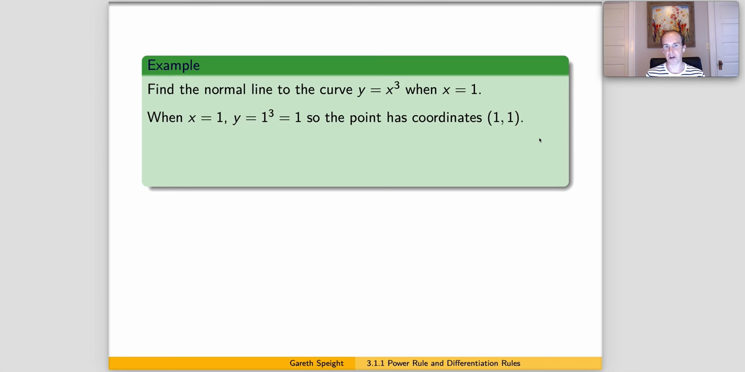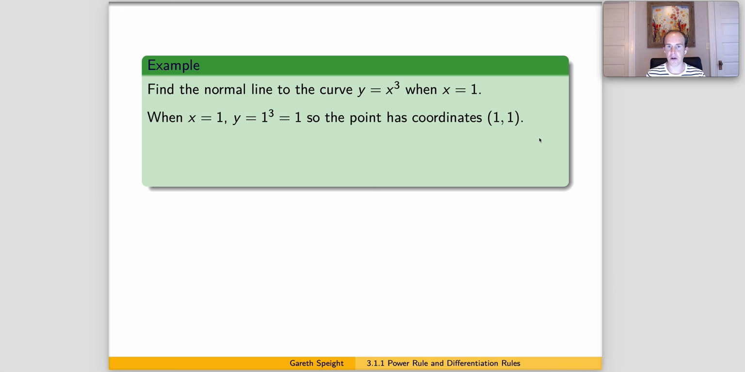So we know the point, right? When x equals 1, we find the corresponding y value by plugging into the curve. So y is going to be 1 cubed, which is 1. So the point has coordinates 1, 1. So we know a point on the normal curve, right? It's 1, 1. So we have to find also the slope of the normal curve, and then we can use point slope form to write down the equation of the normal curve.